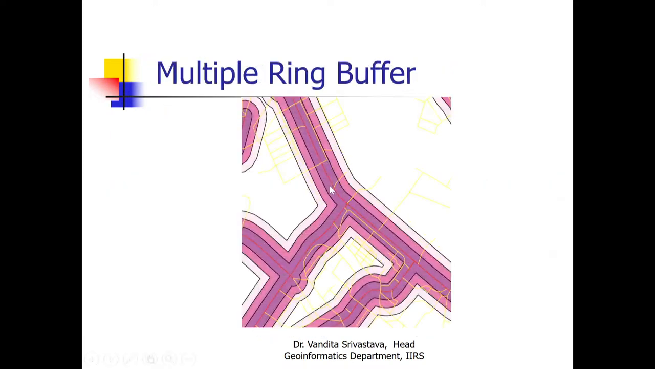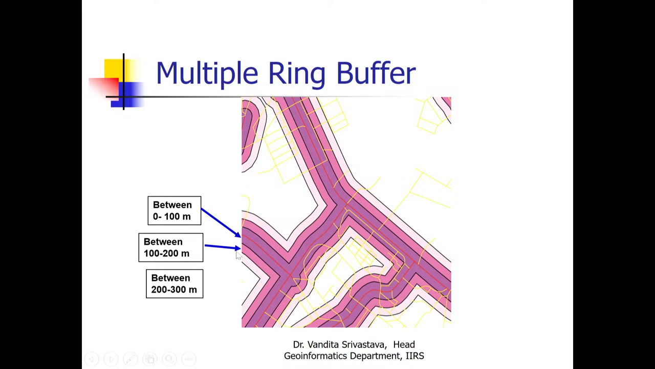Okay. And this is a multiple ring buffer, wherein the same width has been used, but not one time but multiple times. So this is a multiple ring buffer on the same set of roads, same set of features. In this case 2 rings are used, but you can have more rings as well. So this may be your primary area of interest, this may be your secondary area of interest. For that you may have to create a multiple ring buffer. So between 0 to 100, between 100 to 200, 200 to 300. Sorry, these are 3 rings, and the last one is colored white.